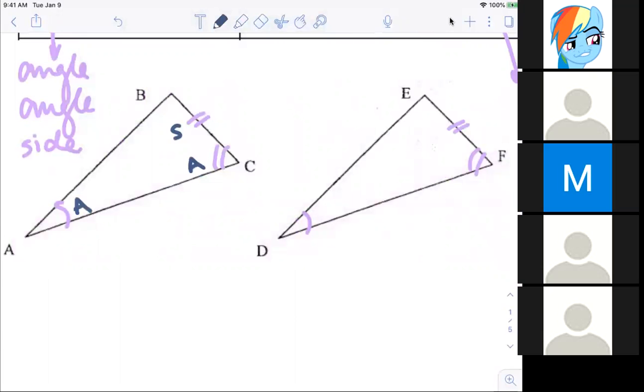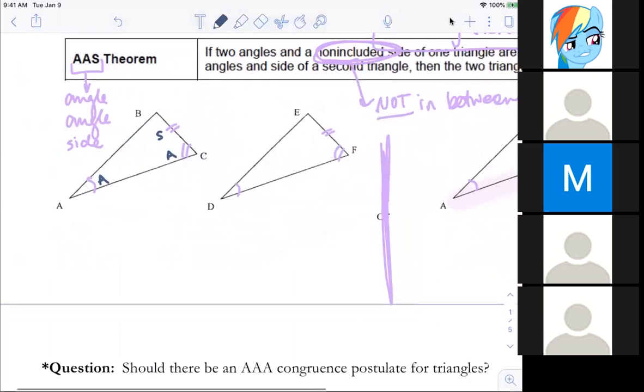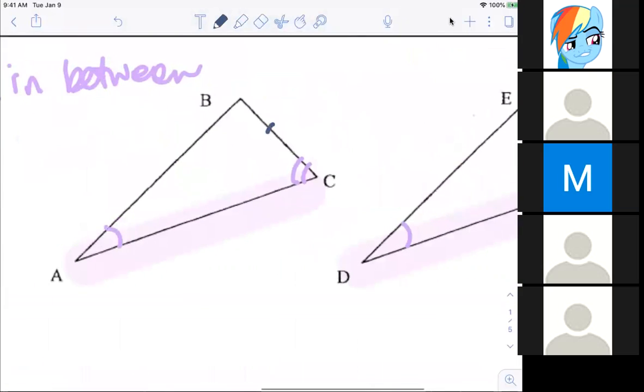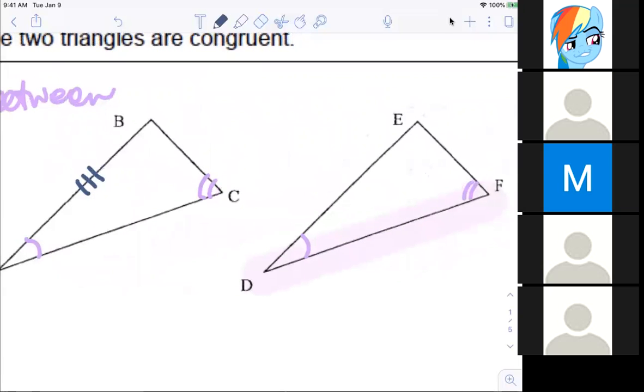I also could do the other side that is not included. So I just did BC and EF. I could instead do AB. That's also not included. Sorry, AB and DE. I got to do both of them. Those are also not included sides. I read this one as angle, angle, side.